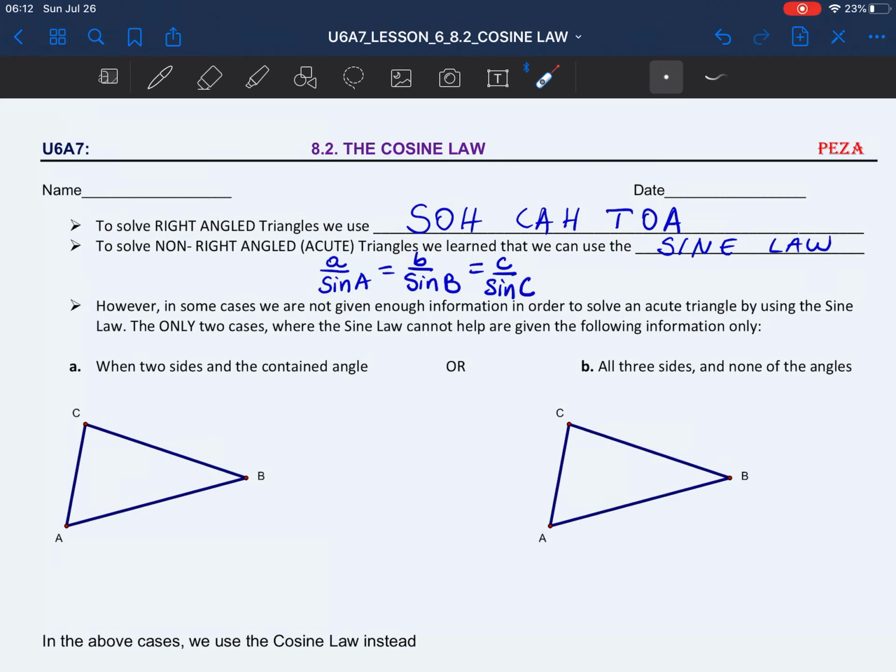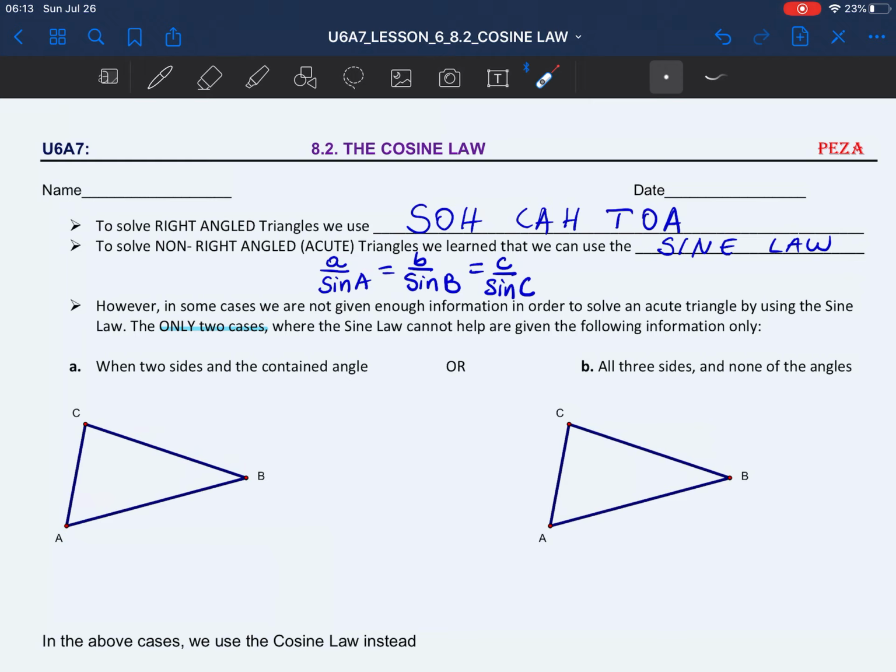However, in some cases, we were not given enough information in order to solve an acute triangle by using the sine law. And that's what I want to start talking about before we move on to cosine law. There are only two cases where the sine law cannot help to solve the triangle. And here goes the first one.